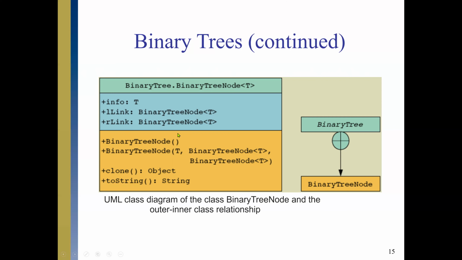Then we have our constructor for the binary tree node, the default constructor, which is called binary tree node with no argument. Then we have our constructor with parameters, binary tree node, where we have T. So T will be our data type for the info part.